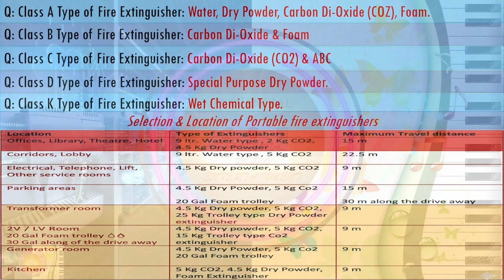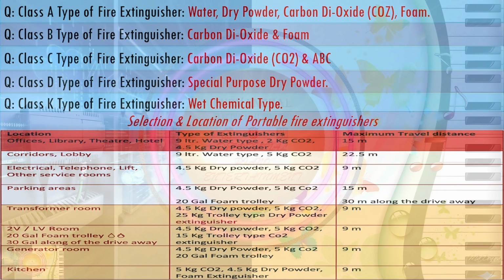These are the travel distance and the type of extinguisher you have to use. Transformer room, this is critical, so you have to use only dry powder and trolley type dry powder. You can see 4.5 kg dry powder, 5 kg CO2 and 25 kg trolley powder. The travel distance is also 9 meter maximum.